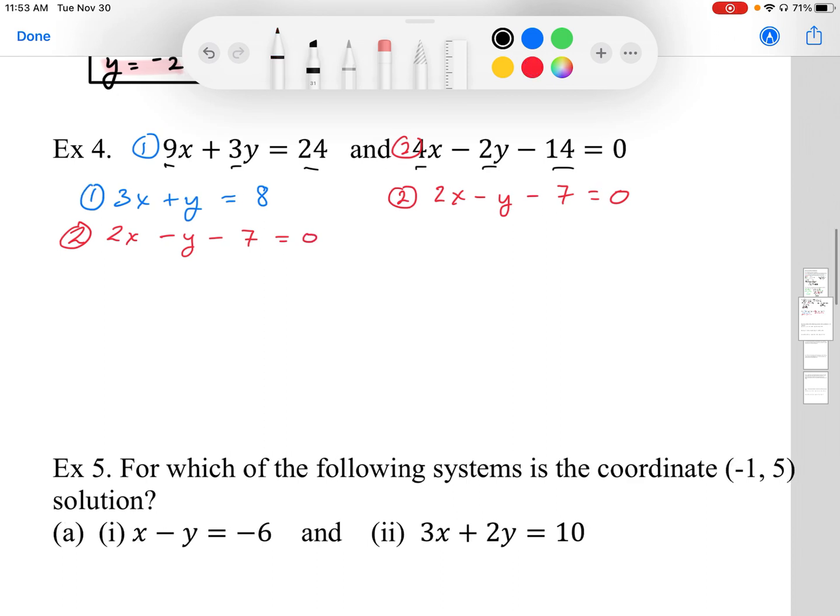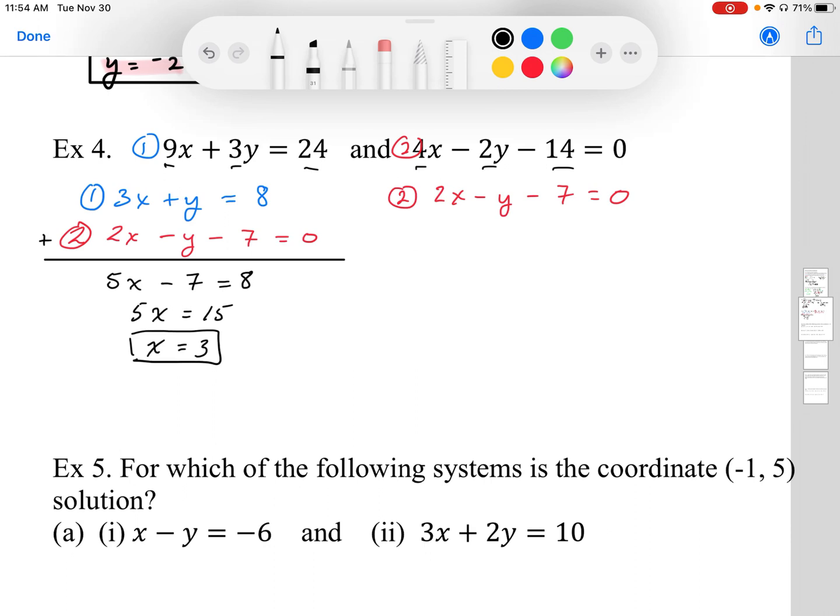Adding those together, I end up with 5x. The y's cancel out. Minus 7 equals 8. And now I can solve this. I'm going to add 7 to both sides, then divide both sides by 5. I get x equals 3.